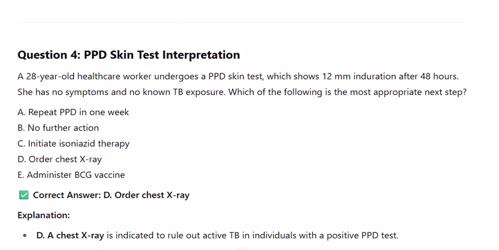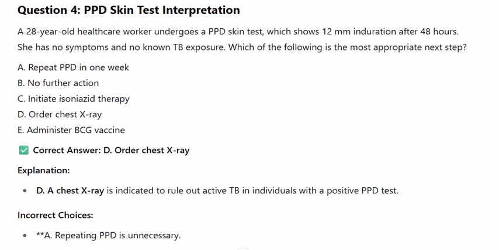Question 4. PPD skin test interpretation. A 28-year-old healthcare worker undergoes a PPD skin test, which shows 12 millimeter induration after 48 hours. She has no symptoms and no known TB exposure. Which of the following is the most appropriate next step? A. Repeat PPD in 1 week. B. No further action. C. Initiate isoniazid therapy. D. Order chest X-ray. E. Administer BCG vaccine. Order chest X-ray explanation.